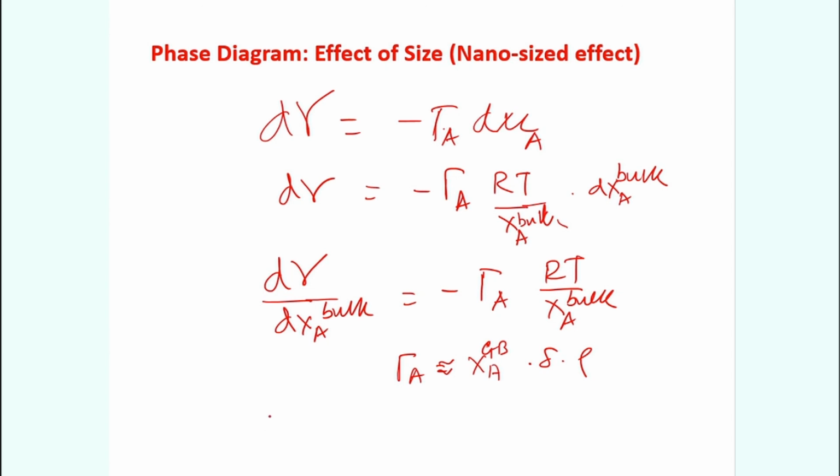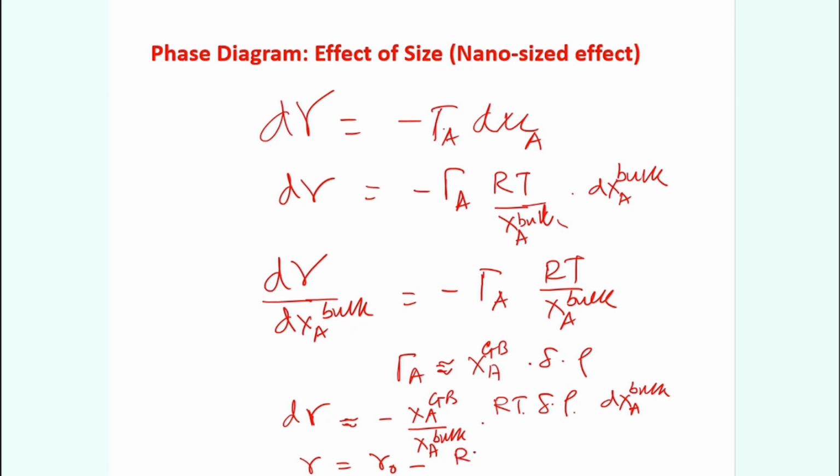So, if you plug in there, so d gamma becomes what? Minus XA GB by XA bulk, correct, RT delta rho d A bulk, correct. So, that is why gamma can be written as gamma 0 minus RT, okay, delta rho XA GB log of XA bulk.